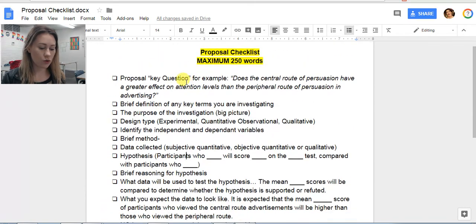Hey guys, so I'm just going to talk through what you need to do for your proposal. So the first thing you need to do in your proposal is come up with a key question. So what is it that you want to actually look at?